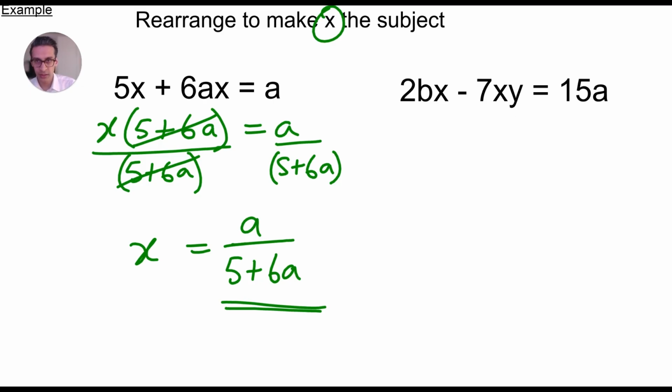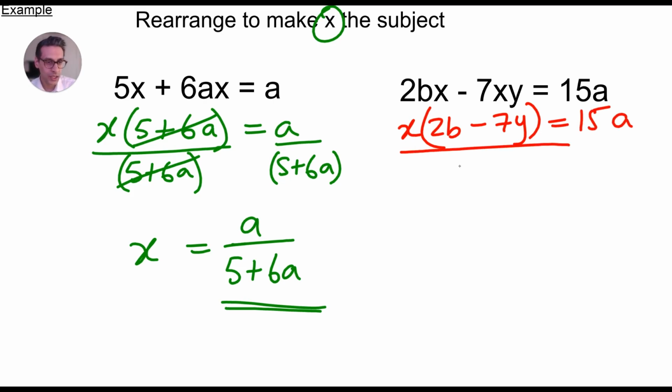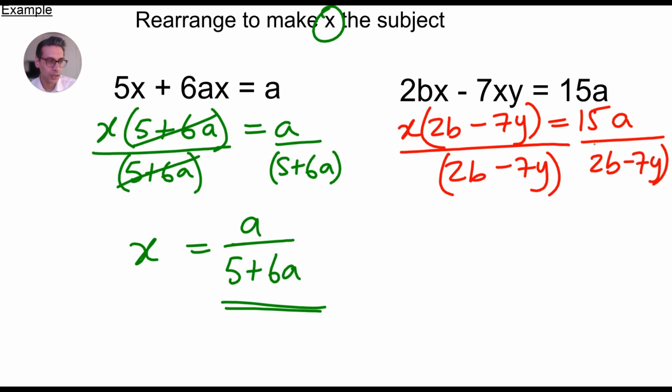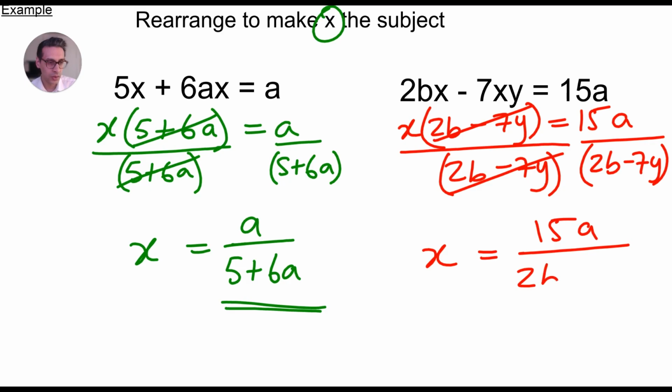Pause the video if you haven't had a go with this, because the next slide is just an exercise. So I'm going to take x out as a factor. And again, you can do this on the side if you need to factorize it. So x times 2b minus 7y equals 15a. And then I'm going to divide the right-hand side by 2b minus 7y. This cancels out, and then I'm left with x equals 15a over 2b minus 7y. That is your final answer.